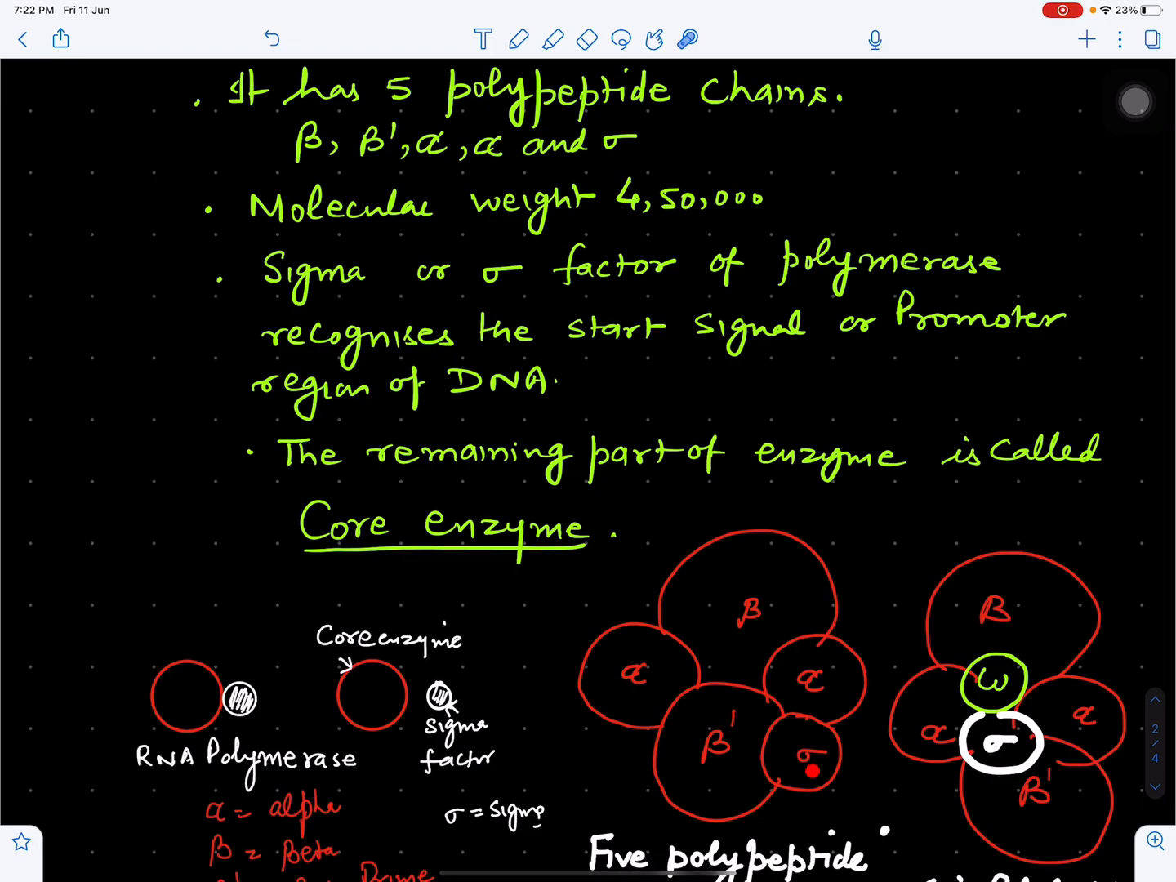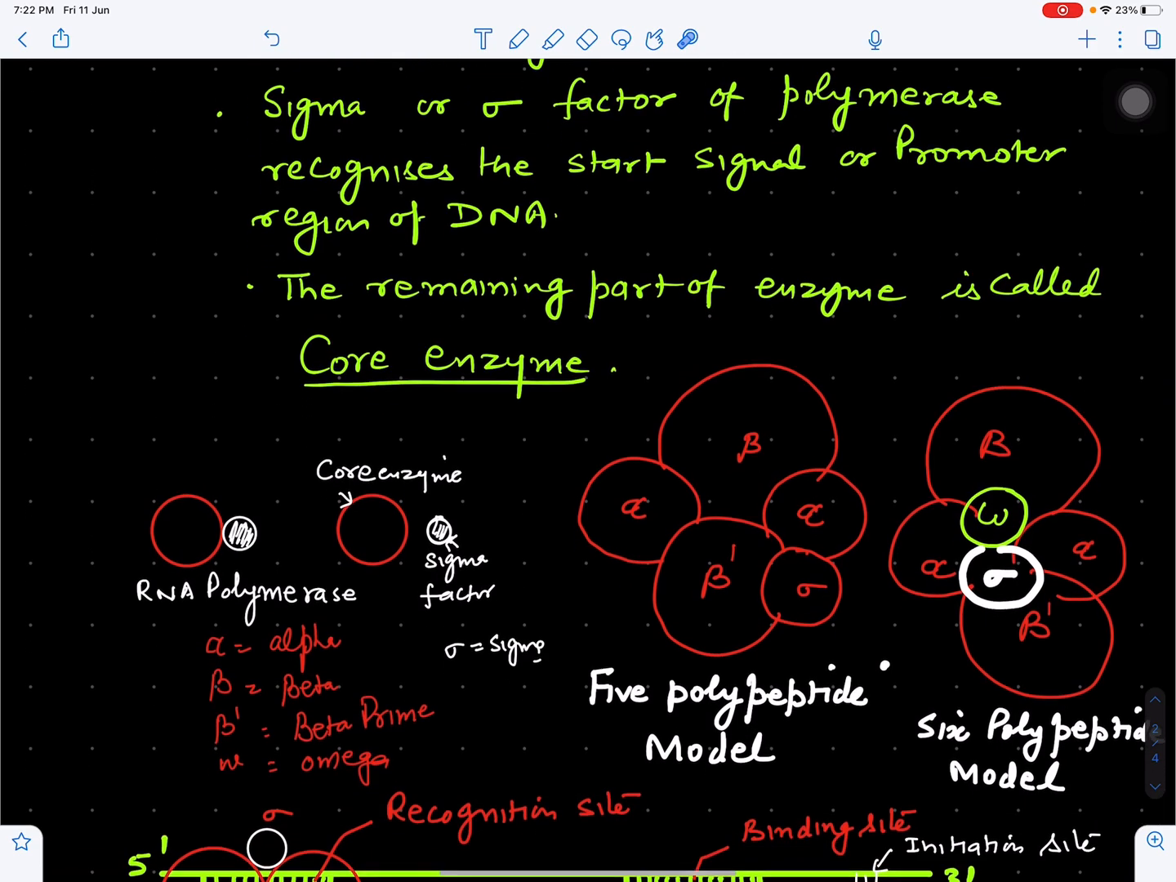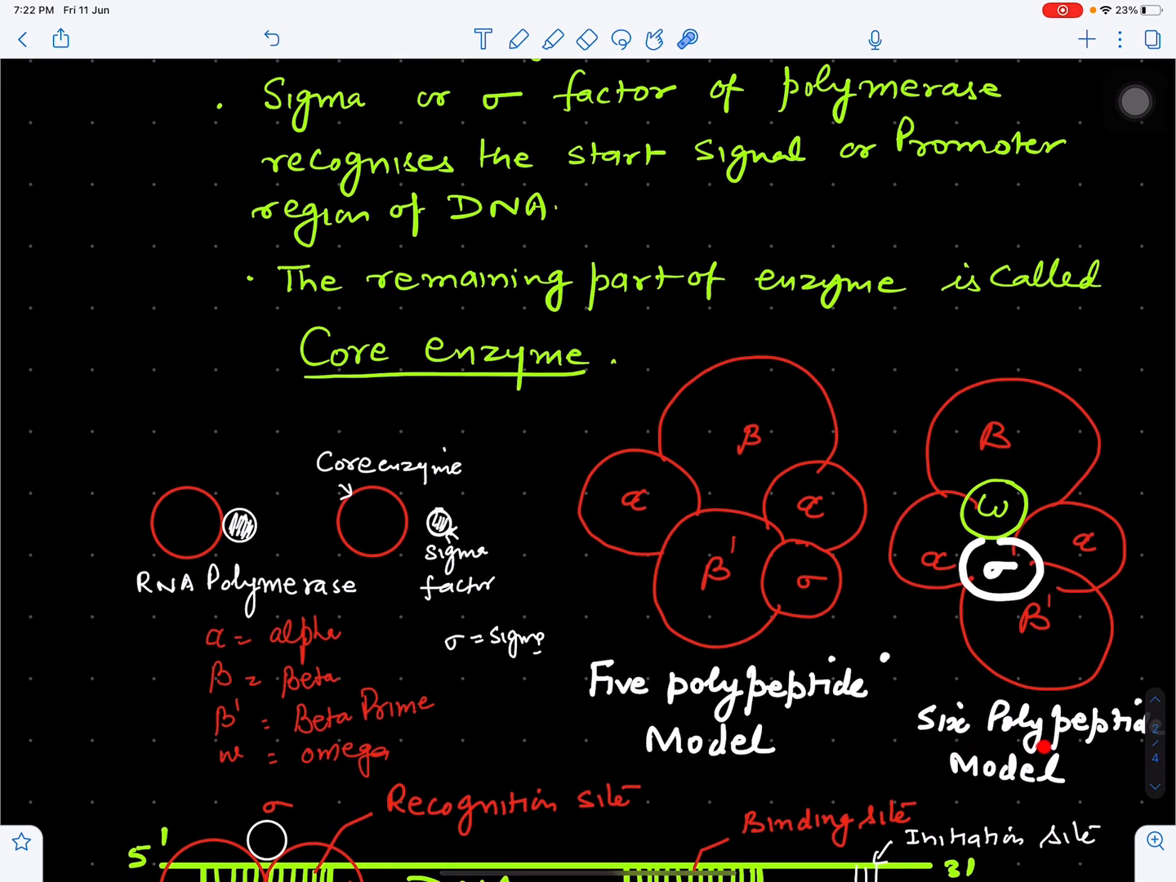The sigma factor helps in recognition of the start signal or promoter region of the DNA from where transcription has to start. This is called the transcription initiation site. Now, this is the 6 polypeptide chain model of the RNA polymerase. In this case, we can additionally see the omega factor. The rest is the same: 2 alpha, beta, beta prime, sigma, and the omega factor.